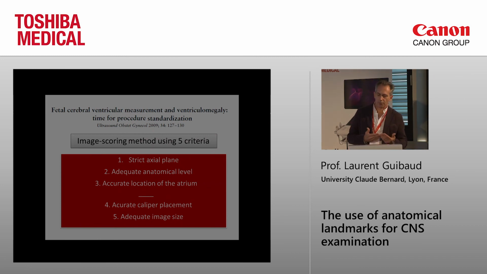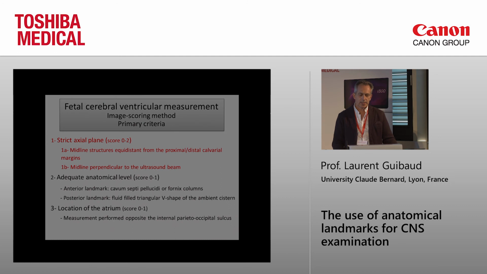The important thing is to be strictly axial, to be at the good level, and to know where the atrium is. And there is a question about placement of the caliper and image size, but the 3 main criteria are the first 3. The first one: what does strict mean, and how can I be sure that I'm strict?